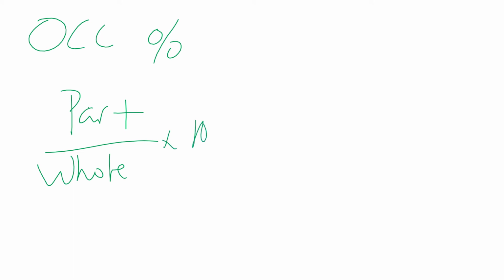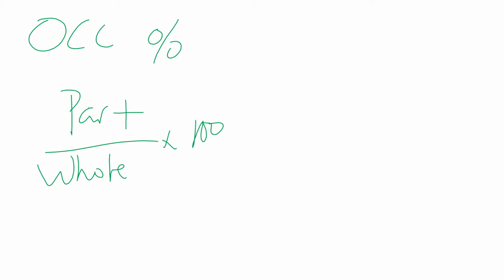Anybody know what the universal formula for percentage is? Yes, part over the whole. The universal formula for percentage is part divided by the whole, times 100. Okay? So I didn't put an occupancy percentage line on there. I forgot to do that on your paper, but I want you to add it on the bottom.